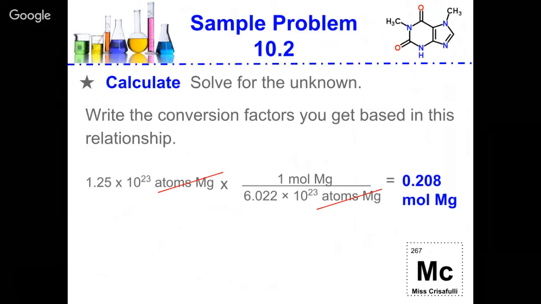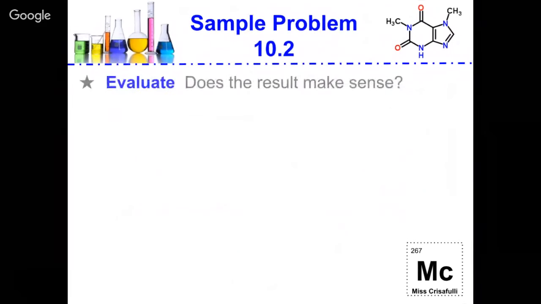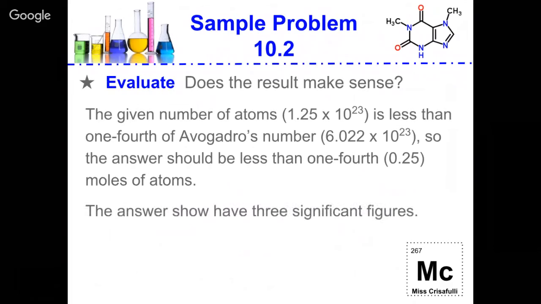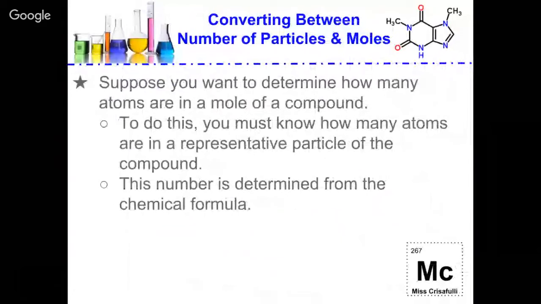Remember, your conversion factors are never used to determine the correct number of significant figures in your answer. And then we're going to have to, again, make sure this makes sense. So the number of atoms that we were given is about 1/4 of Avogadro's number, so we should have less than 1/4 of the moles of atoms, and we do. And then also, since the number that we were starting with has 3 sig figs, our answer also has to have 3 sig figs in it. We're just going to keep trucking along.